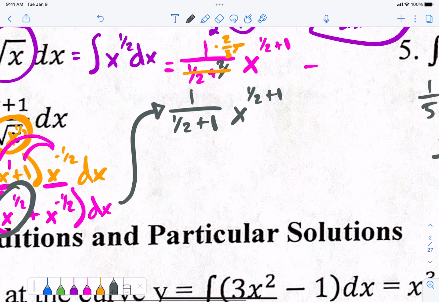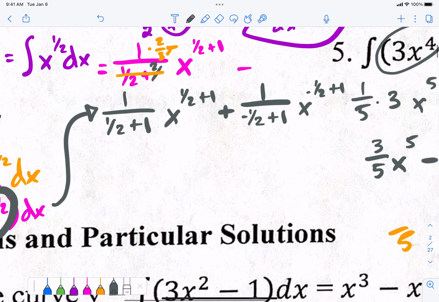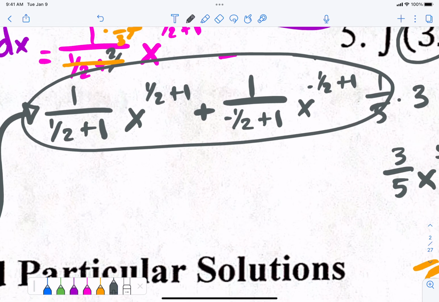Then I'm going to do the second piece. So plus, I'm going to do this one. 1 over n plus 1. What's n? Negative 1/2 plus 1. X to the negative 1/2 plus 1. Got it? We see how that works? Then we'll have plus c on the end here. I'm circling it just so that you can see it. There it is. Now we're going to fix it.